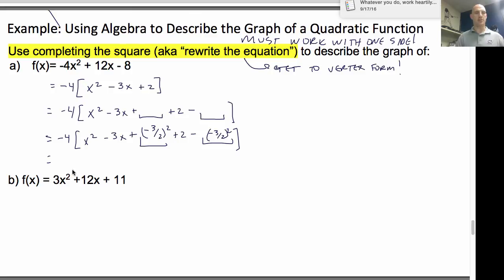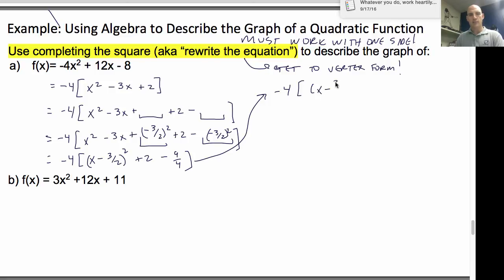And so when I do a little bit of simplification, I've got this negative 4, and in my brackets, this is now a perfect square, right? And so inside my brackets here, I've got x minus 3 over 2 squared plus 2 minus, and then negative 3 over 2 squared is 9/4, so minus 9/4. When I simplify this, I've got negative 4 times x minus 3 halves squared. And so if I do a little bit of math here, this is 8 over 4, which is 2, minus 9 over 4. So this is minus 1/4.